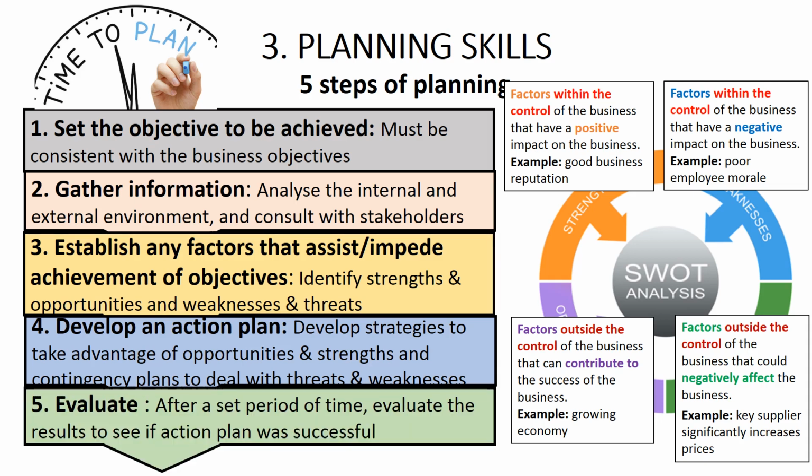And finally, the fifth step that the manager needs to take in planning is to evaluate the results of the action plan that has been implemented as part of the planning process. And this is necessary because if, for example, the action plan has fallen short, so that the plan hasn't been fully implemented, then the manager will need to decide why the action plan has fallen short and how to adjust the action plan to successfully achieve the objectives set out in the planning process.